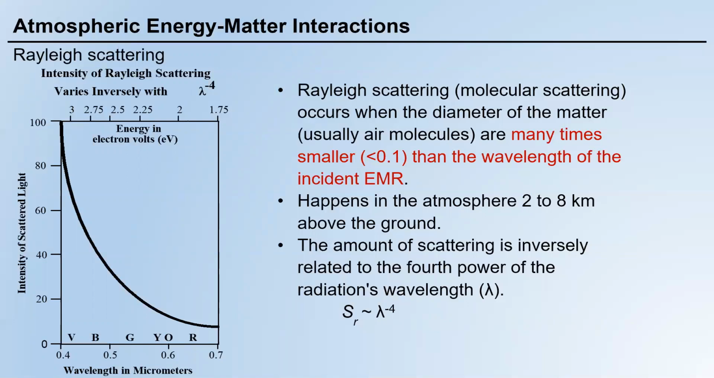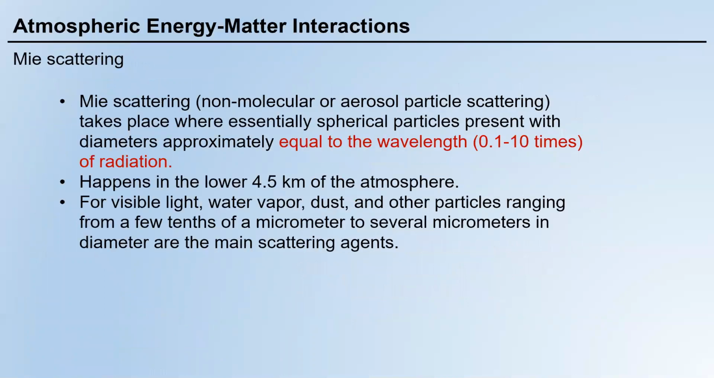But when you're standing on the ground on a sunny day, you say that the sky is very beautiful, it is blue. That's because of the existence of Rayleigh scattering. Okay. Second type of scattering, Mie scattering. Okay, Mie scattering takes place where essentially spherical particles are present with diameters approximately equal to the wavelength of radiation.